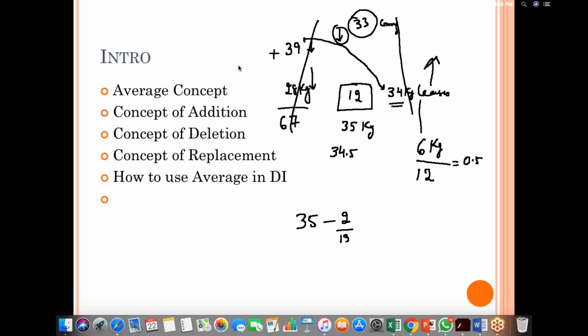Okay, great. Now let us go to how to use your DI in questions where we are using the average. First, I will give you a relatively easier question. Then we'll move to a slightly tougher one, right?